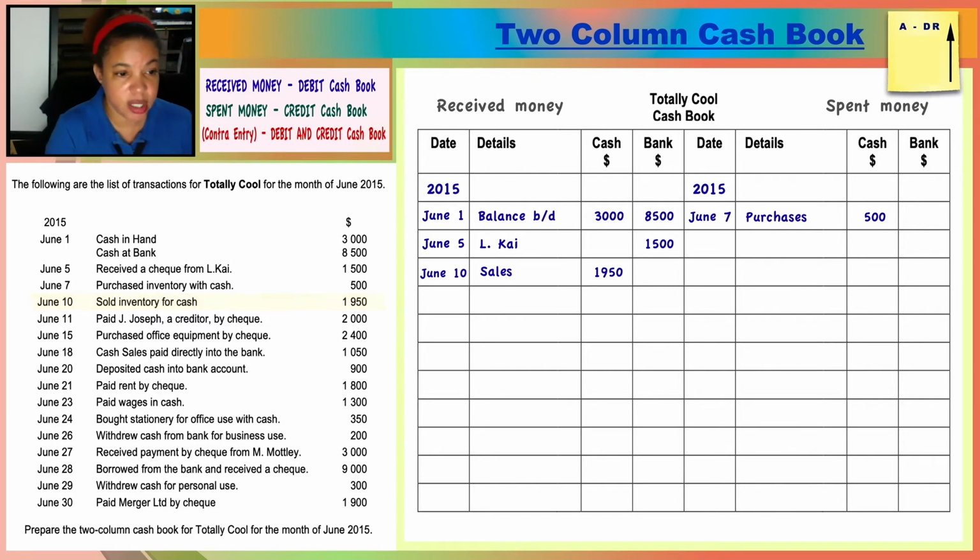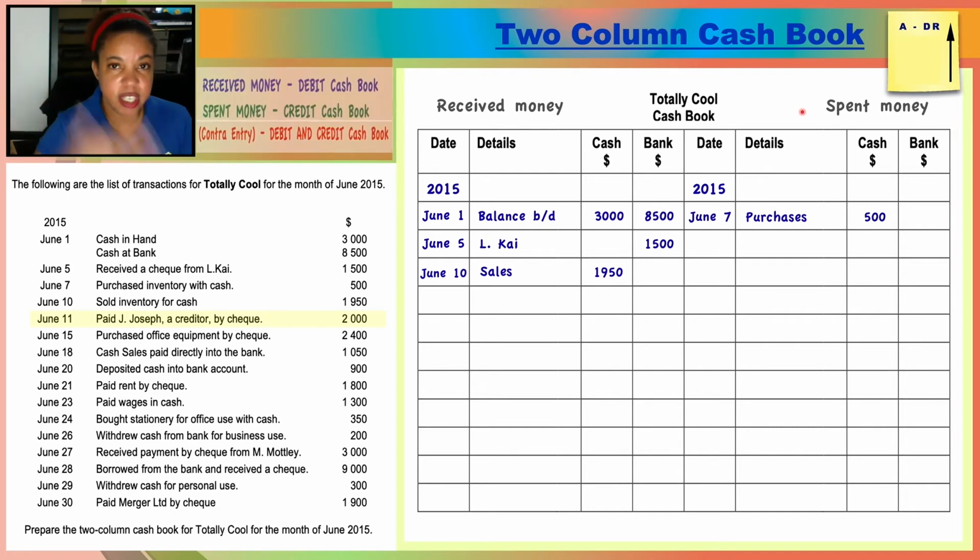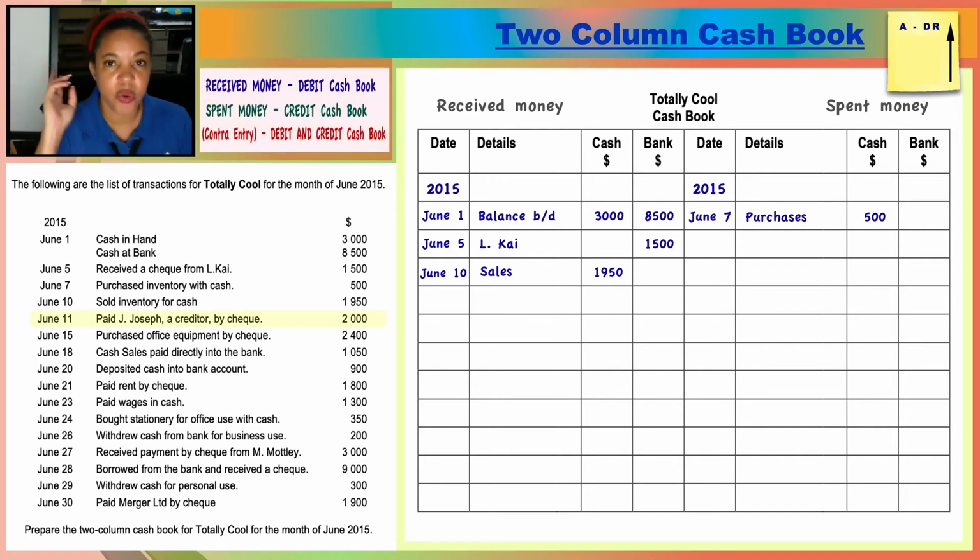Next transaction. Remember, we are just asking the same question over and over. Did you receive? Did you spend? Is it a contra? We already saw there are only 2 contras, so all the others are either received or spent. Okay, so what happened on June the 11th? Paid J. Joseph. So that means payment, spent money, we're on the credit side. Simply put the date. Who did we pay? J. Joseph, that's the account. Since it's check, we go under the bank column, $2,000.